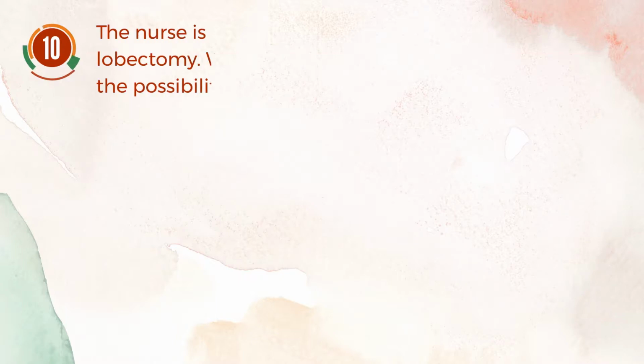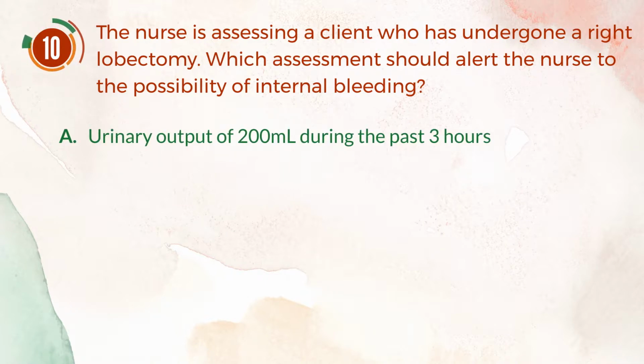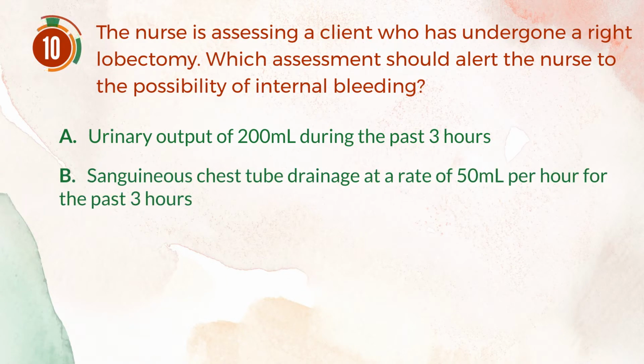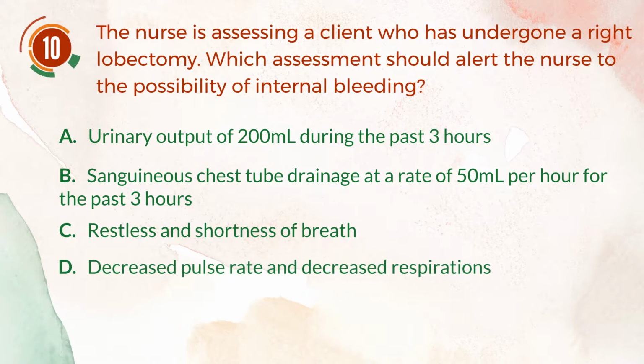Number 10. The nurse is assessing a client who has undergone a right lobectomy. Which assessment should alert the nurse to the possibility of internal bleeding? A. Urinary output of 200 ml during the past 3 hours. B. Sanguineous chest tube drainage at a rate of 50 ml per hour for the past 3 hours. C. Restless and shortness of breath. D. Decreased pulse rate and decreased respirations.